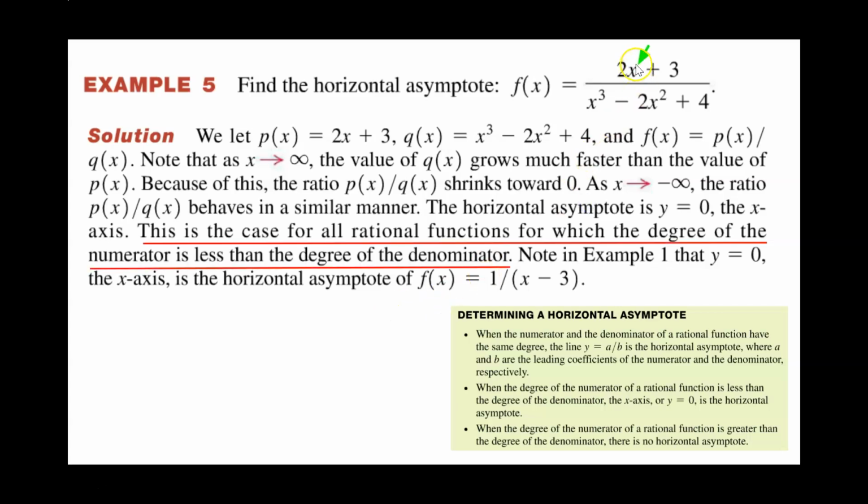So we're focusing here. This is actually a degree of 1. This is a degree of 3. If this is always the case, smaller over the larger one, the horizontal asymptote will always equal 0.